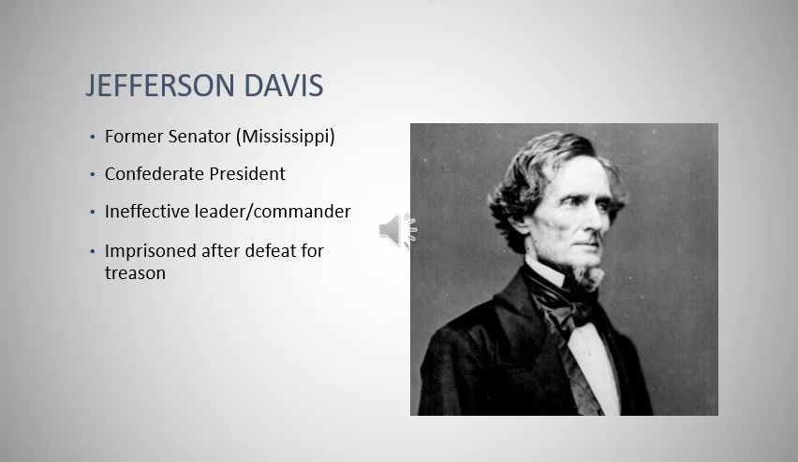Jefferson Davis was a former Secretary of War under President Franklin Pierce and senator from Mississippi who became the first president of the Confederacy. He was seen as an ineffective leader, particularly given the wartime situation and in comparison with Abraham Lincoln. Davis was captured after the war and imprisoned for 2 years.